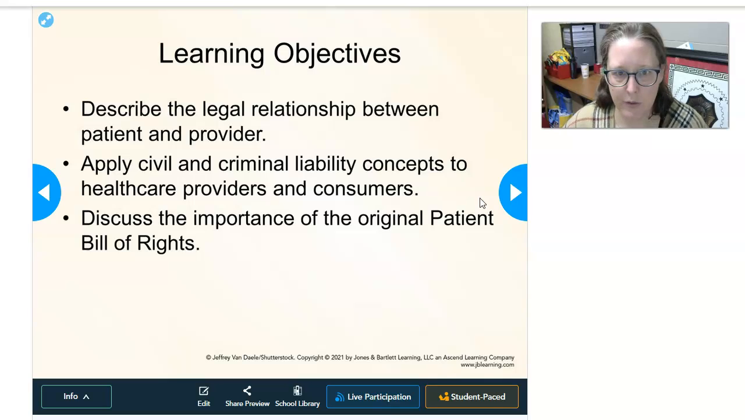We're going to talk about healthcare law. Some of our learning objectives: we're going to describe the legal relationship between a patient and provider. We're going to apply civil and criminal liability concepts to healthcare providers and consumers. And we're going to discuss the importance of the original patient bill of rights.